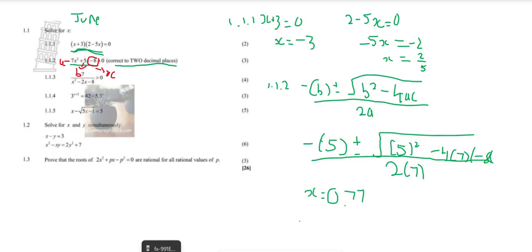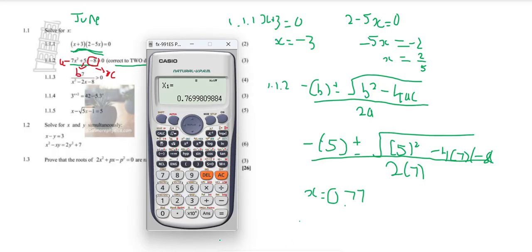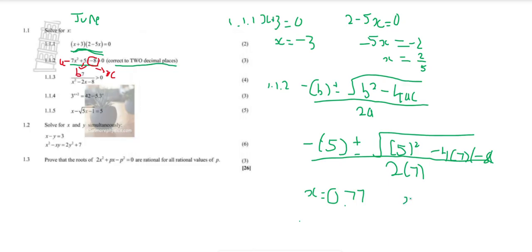0.77. Now, after we're done with that, we press equal to for the second one. We can see here we have -1.484. Since 4 is less than 5, this stays the same as just 48. The second one is x equals negative 1.48. Now that is 1.1.2.